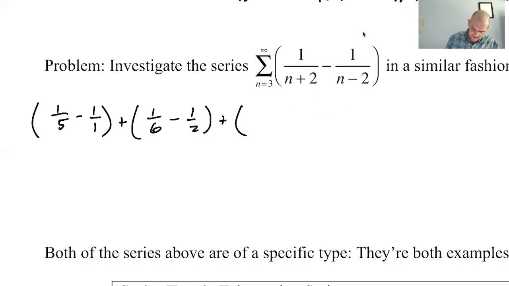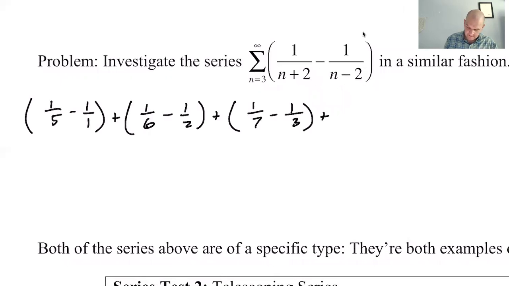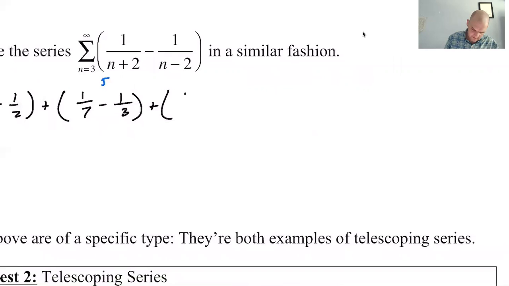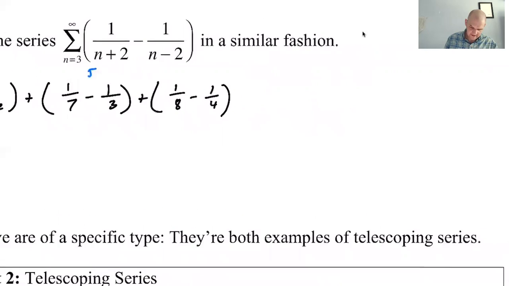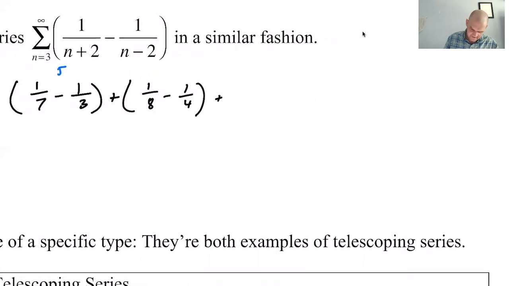N equals 5, 1/3. I'm not seeing anything yet. So this was 3, 4, 5. So we'll go with 6, so 1/8 minus 1/4. Nothing. Okay, 7: 1/9 minus 1/7.